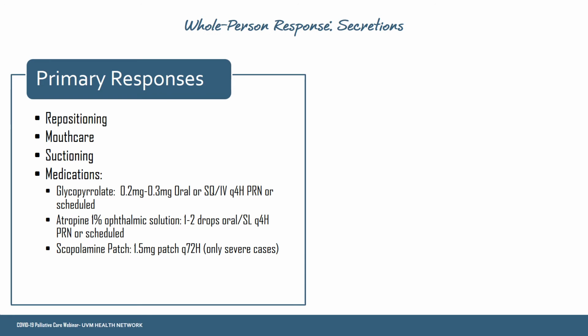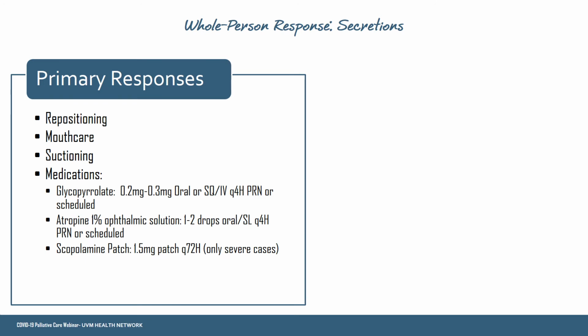Primary responses to secretions include repositioning the patient, especially propped on their side to allow for postural drainage and opening the upper airway. Good mouth care is an important part of secretion management. You can place chapstick or lip balm on their lips and use mouth swabs to clean their mouth. These measures can be scheduled every 1 to 2 hours so it's not missed or overlooked. Gentle oropharyngeal suctioning is good, but try to avoid deep suctioning in dying patients.